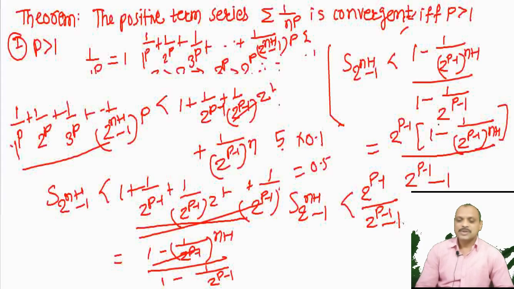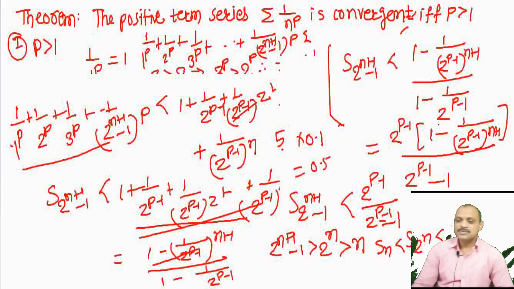Again friend, we know that this 2 raised to n plus 1 minus 1 is greater than 2 raised to n, and this is greater than n. So obviously this Sn is less than S of 2 raised to n plus 1 minus 1, which is less than 2 raised to p minus 1 divided by 2 raised to p minus 1 minus 1.